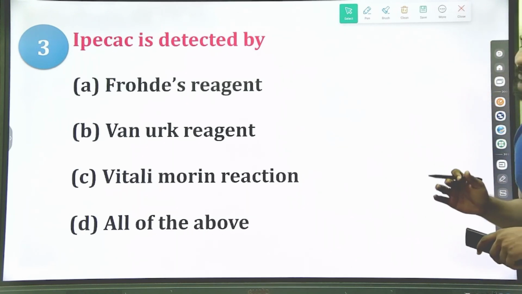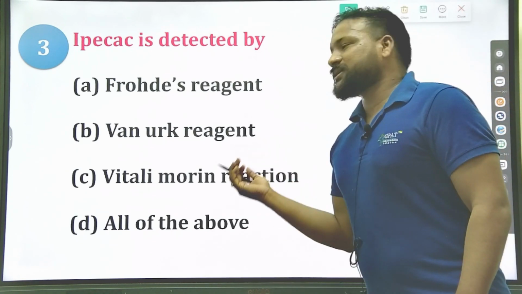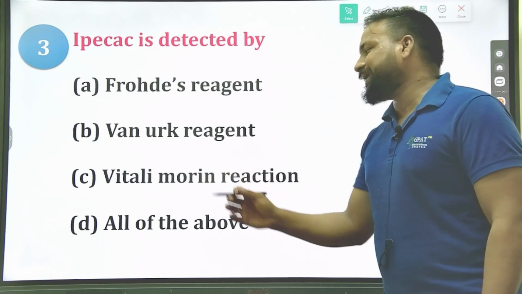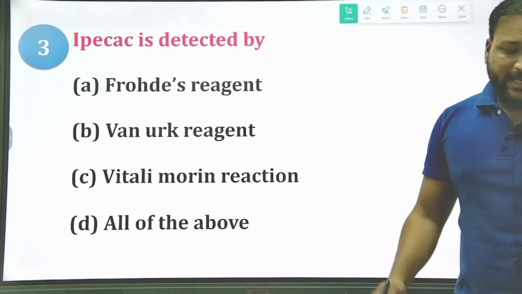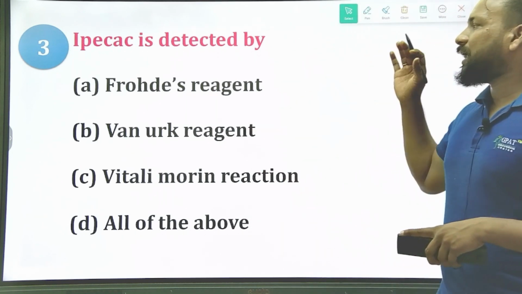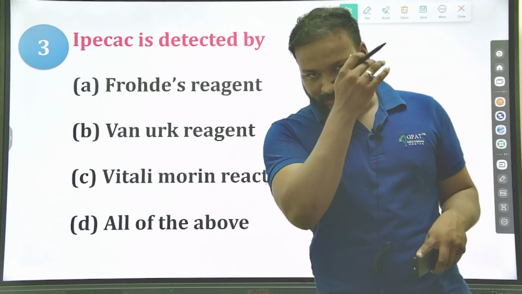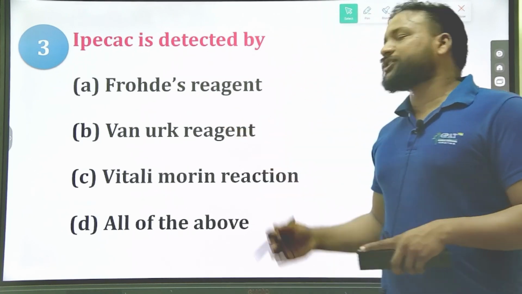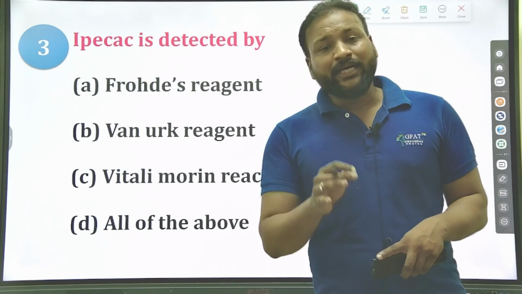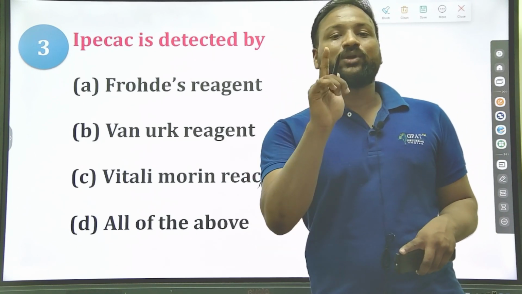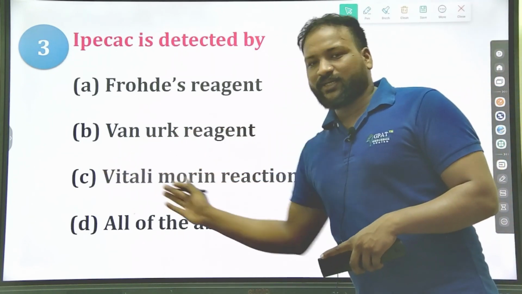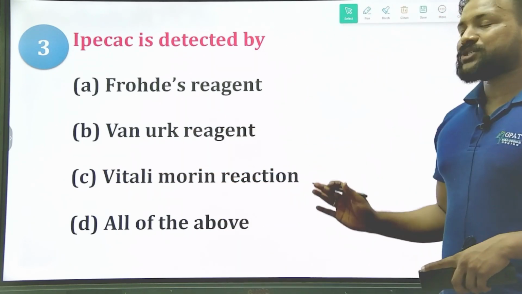Ipecac is detected by option A, Frohde's reagent; option B, Vanek test; option C, Vitali-Morin test; and option D, all of the above. In such types of questions, I'll give you one suggestion: try to apply the elimination method in MCQs, because from the four options you can easily identify one wrong option.